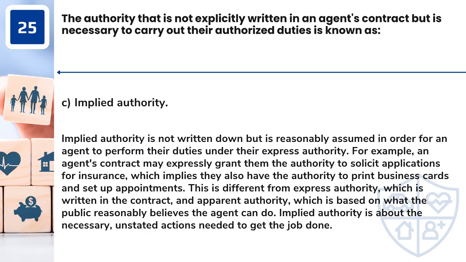Answer, C. Implied authority. Implied authority is not written down but is reasonably assumed in order for an agent to perform their duties under their express authority. For example, an agent's contract may expressly grant them the authority to solicit applications for insurance, which implies they also have the authority to print business cards and set up appointments. This is different from express authority, which is written in the contract, and apparent authority, which is based on what the public reasonably believes the agent can do. Implied authority is about the necessary, unstated actions needed to get the job done.